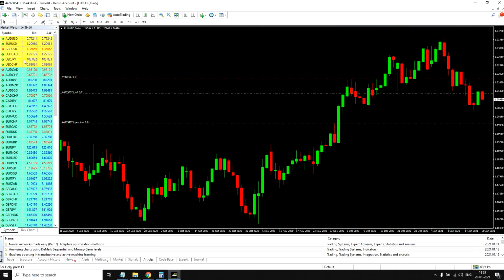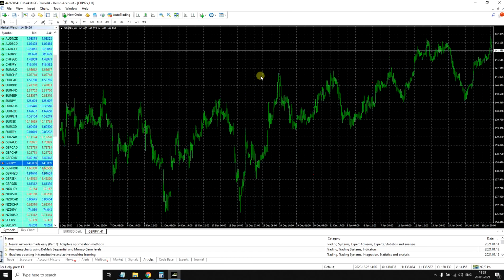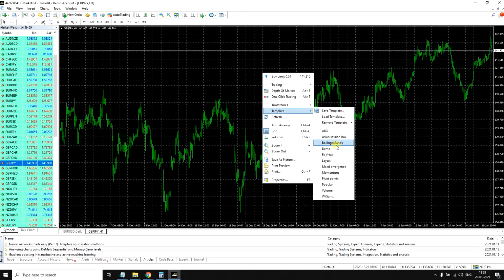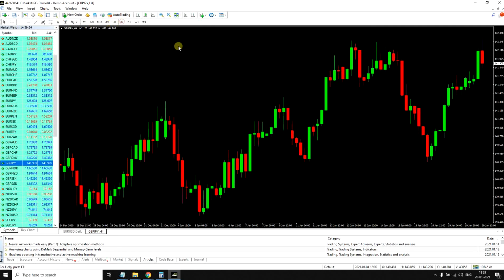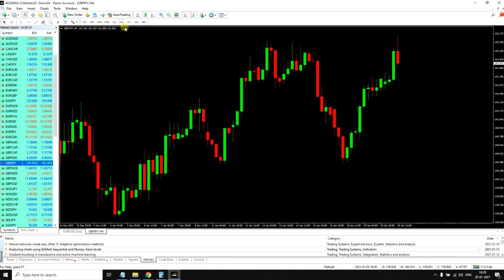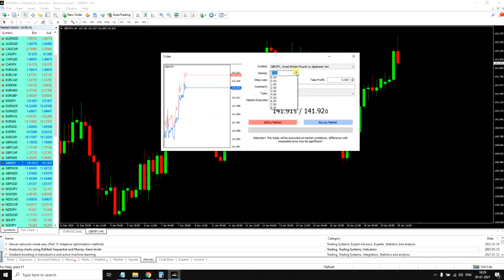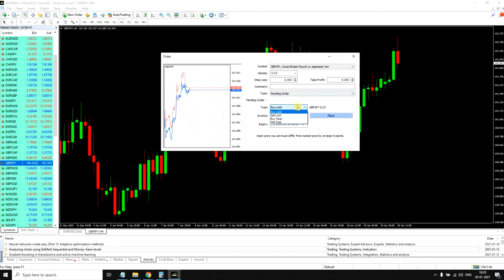So I'll go to MetaTrader. I'll first search for the GBP JPY pair. There it is. Just a moment. GBP JPY. Here we go. Open the chart. Go to template. Then select your pair. Now just select the 4-hour time frame. After that, go to new order. Select your lot size. Then I am going to do this as a buy limit order, right?